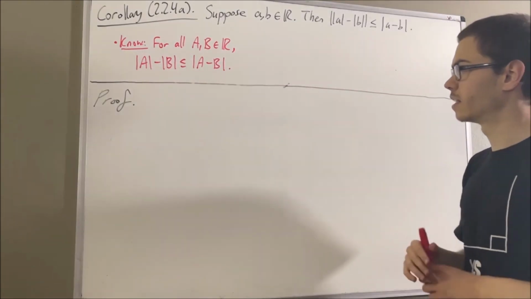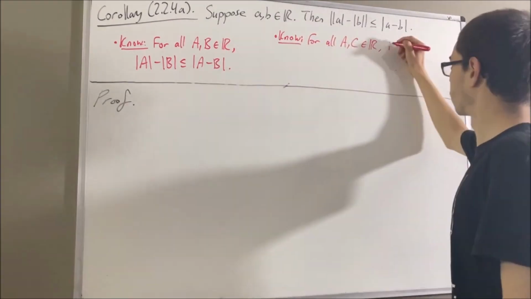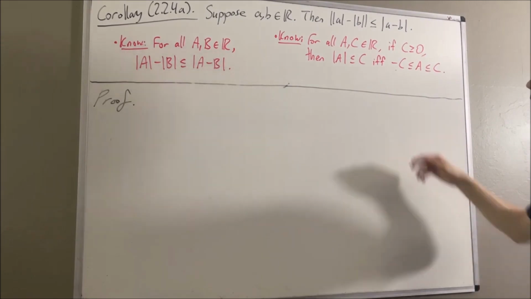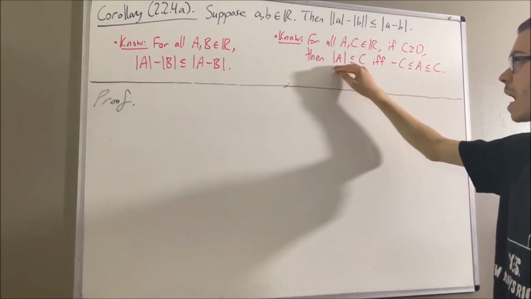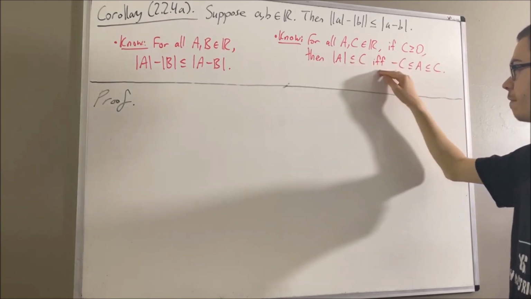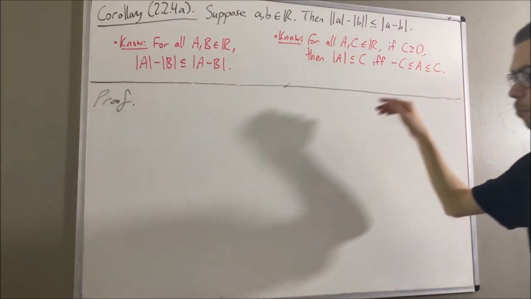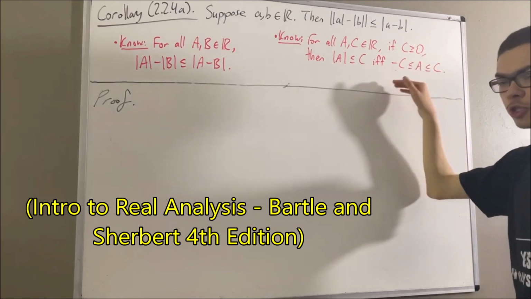The second fact is the following. For every two real numbers a and c, if c is greater than or equal to 0, then absolute value of a is less than or equal to c, if and only if negative c is less than or equal to a is less than or equal to c. And in the book that I'm referencing, this second fact is referred to as theorem 2.2.2c.